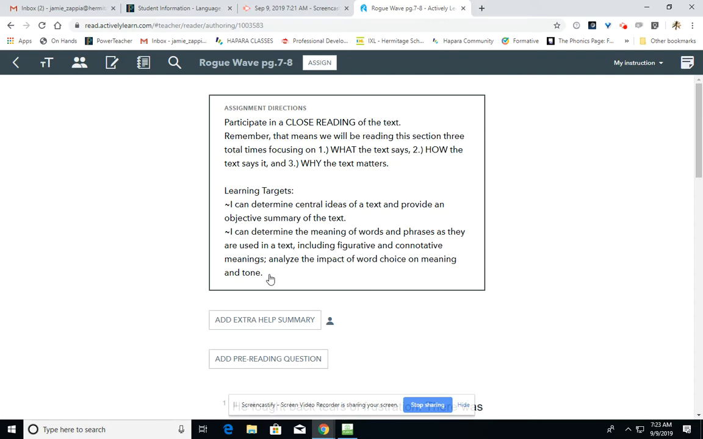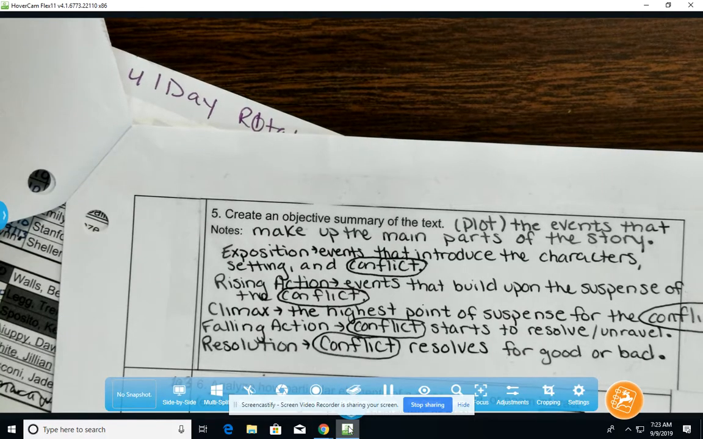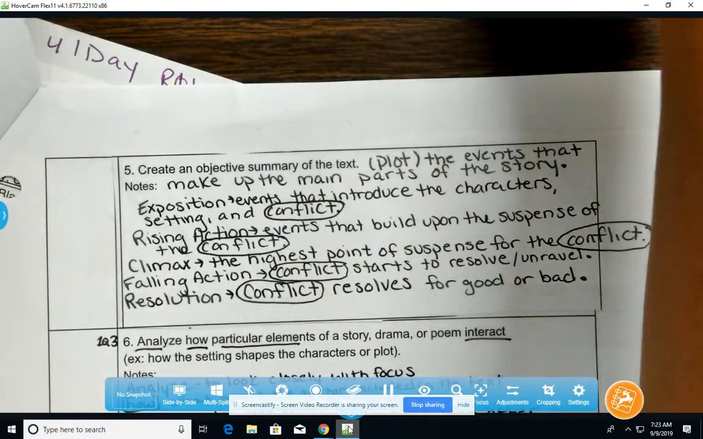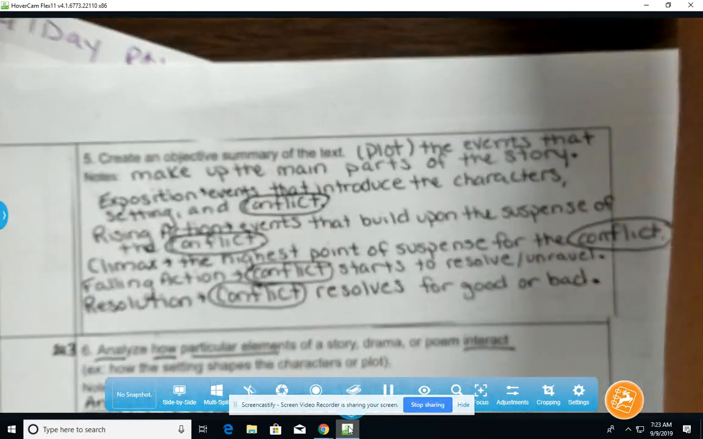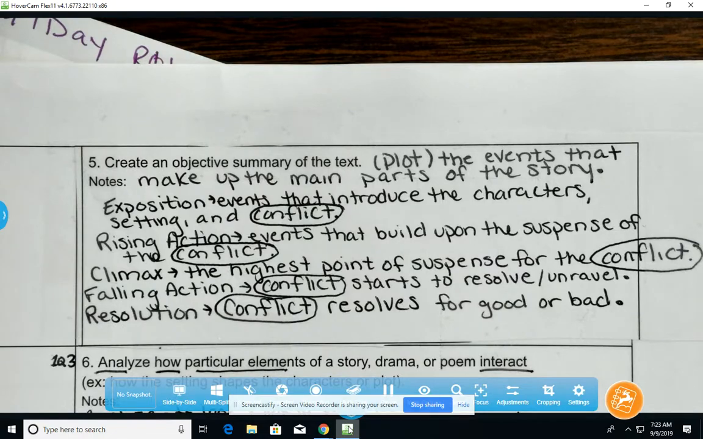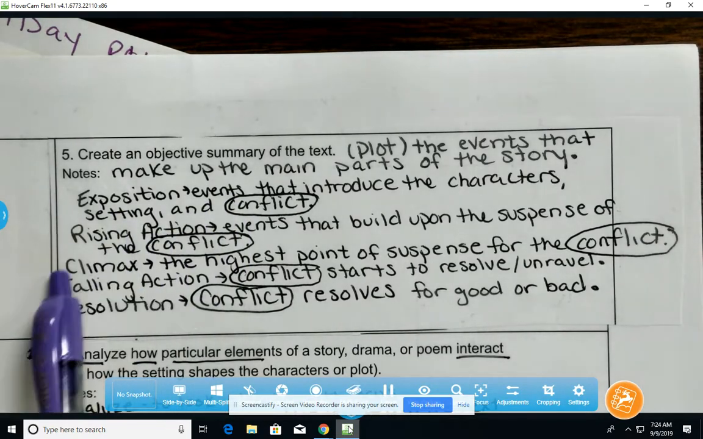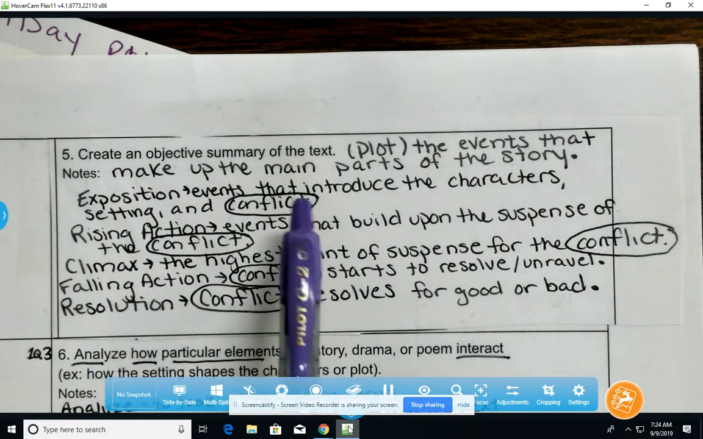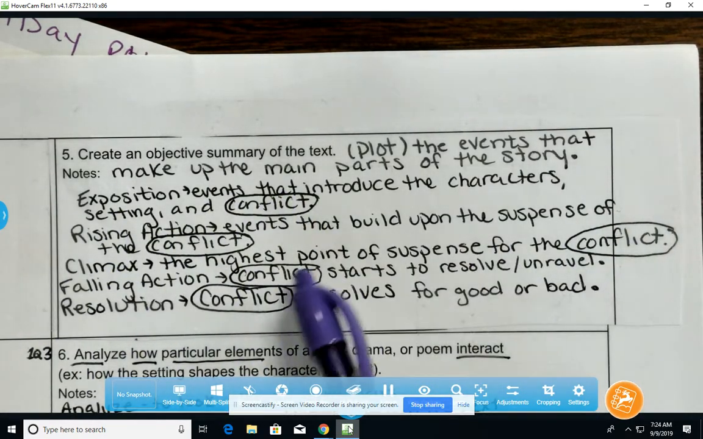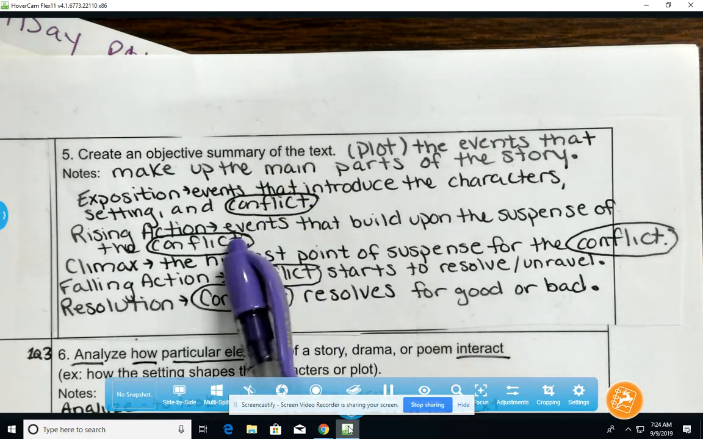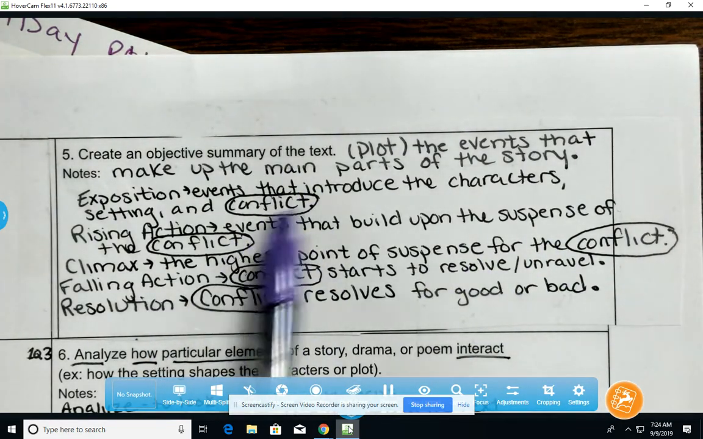So today we're going to look in our literature packets at literature learning target number 5. We've covered this one already before, and I think you already have the notes for this as well. We're going to first look at making an objective summary of the paragraph that we've been given. Within an objective summary, regardless of what paragraph I'm pulling from Rogue Wave, our summary should tie in to the conflict, because that conflict is the most universal part of the main plot.